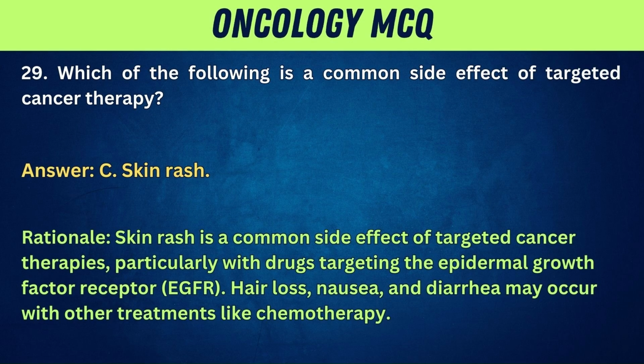Answer: C. Skin rash. Rationale: skin rash is a common side effect of targeted cancer therapies, particularly with drugs targeting the epidermal growth factor receptor, EGFR. Hair loss, nausea, and diarrhea may occur with other treatments like chemotherapy.